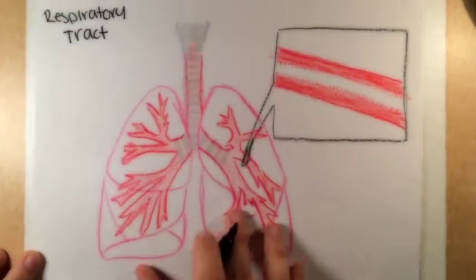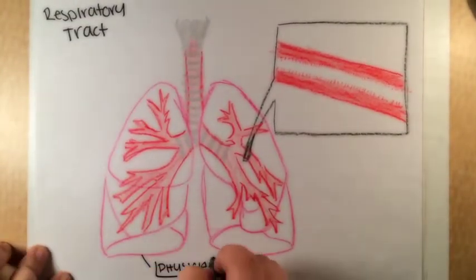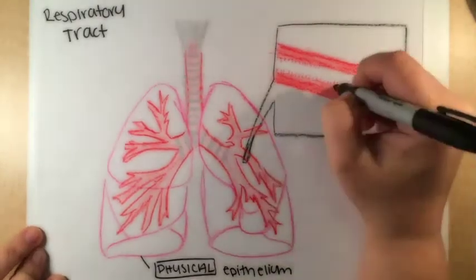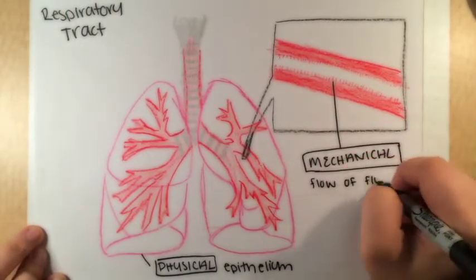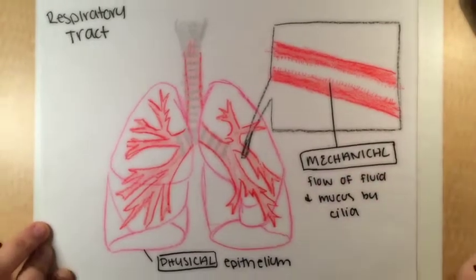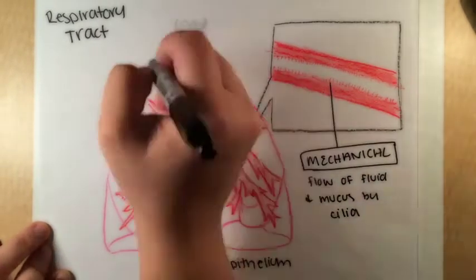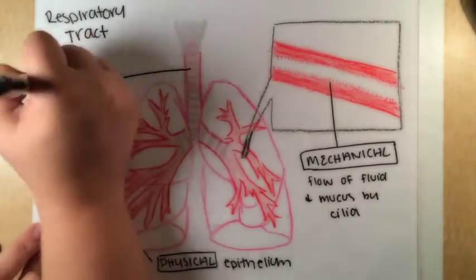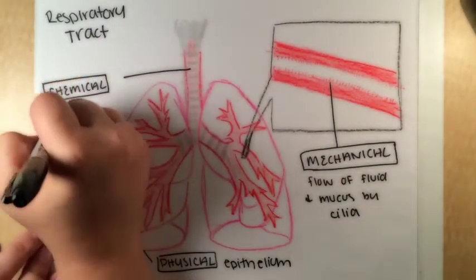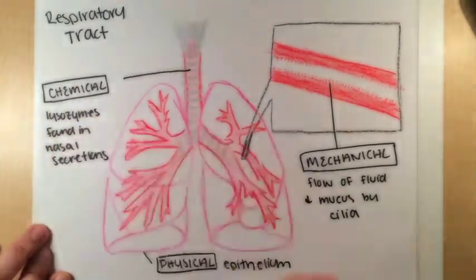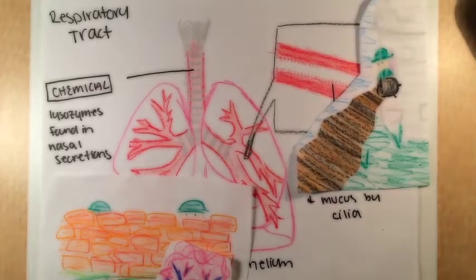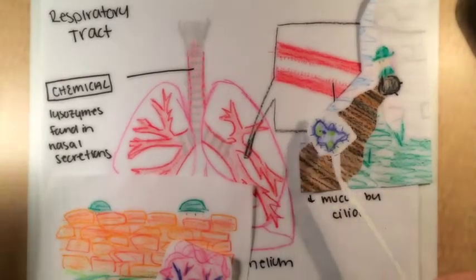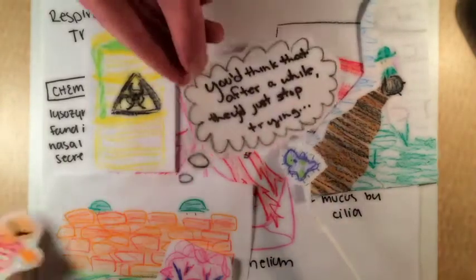In the respiratory tract, the physical barrier consists of epithelium. Airflow, flow of fluid, and mucus by cilia are mechanical barriers. The lysosomes found in nasal secretions act as chemical barriers. Just as before, the physical barrier is represented by the brick wall. The mechanical barrier is represented by the oil on the hill, and the chemical barrier is represented by the toxin in the barrel.